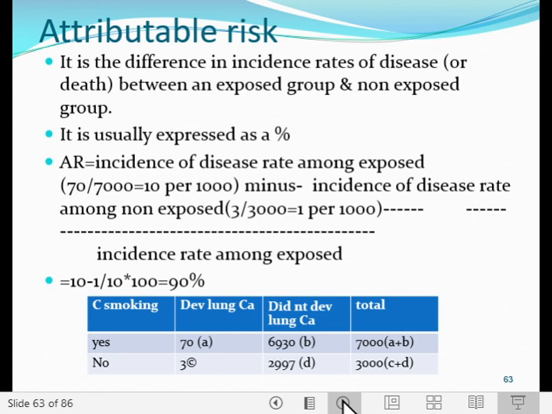So, attributable risk is equal to incidence of disease rate among exposed. So, in the below example, it is 70 divided by 7,000, that is 10 per thousand, minus incidence of disease rate among non-exposed, that is 1 per thousand. So, incidence rate among those exposed minus the incidence rate among those non-exposed, that is 10 minus 1, that is 9, and then if you calculate it as a percentage, then it becomes 90%.